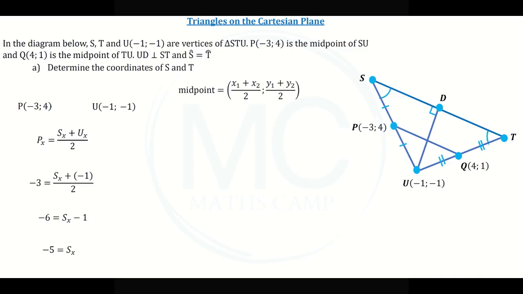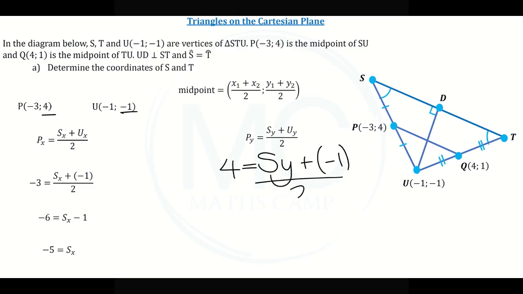So we can say the Y coordinate of midpoint P, let's say PY, is equal to the Y coordinate of point S, SY, plus the Y coordinate of point U, UY, all over 2. The Y coordinate of P is 4, so we say 4 is equal to the Y coordinate of S, which we're trying to find, plus the Y coordinate of U, -1. Let's put -1 into a bracket, all over 2.